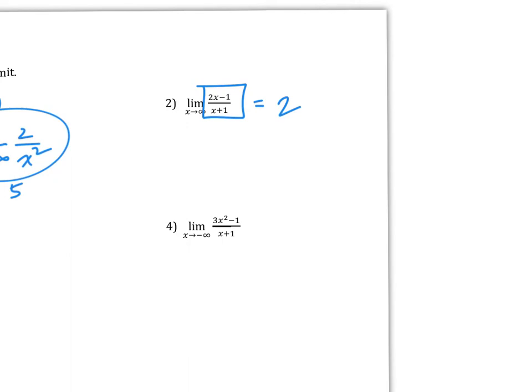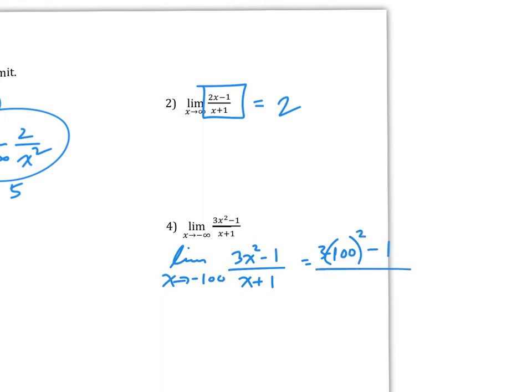So what you can do is just put in any big number. Let's say that you change the question to like negative 100 of 3x squared minus 1 over x plus 1. So then if you just substitute that in, we don't quite care about the number itself because we know the answer would just be plus or minus infinity. We just want to know which sign.